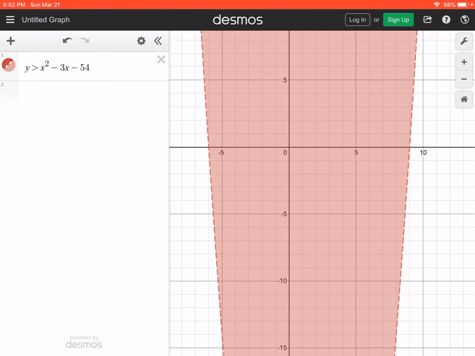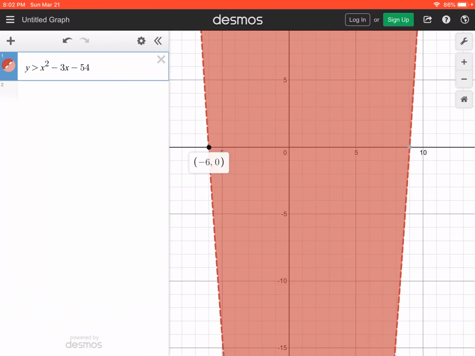Okay, so where is it shaded? On the x-axis, it looks like it's between -6 and +9. But it's a dotted line, and the reason it's a dotted line is because we had the symbol greater than, not greater than or equal to.